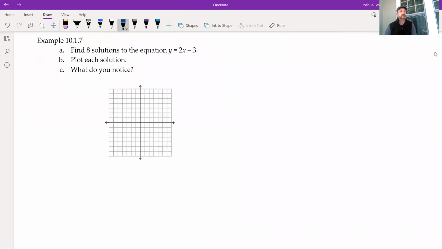All right, how about this one? Find 8 solutions to the equation y equals 2x minus 3. Plot them, and let's see what we notice. So I would like you to pause the video, and I would like you to pick your own 8. Now, I'll give you some direction here.